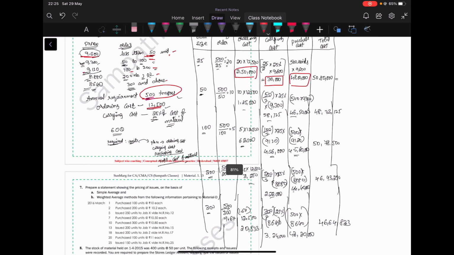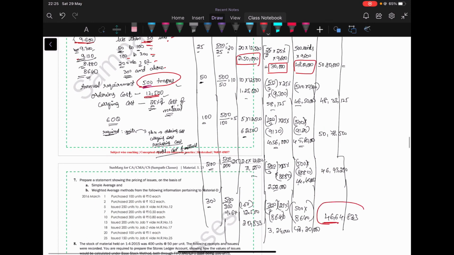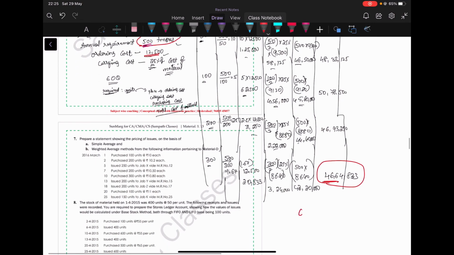Then I will choose the one which is costing me less. If you see here, the last one is the least one. Then I will say economic order quantity, or I can say every time I should place a request for 300 and above units.